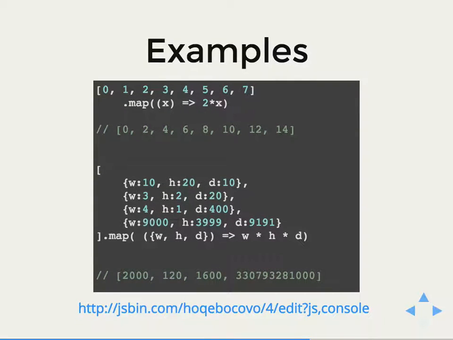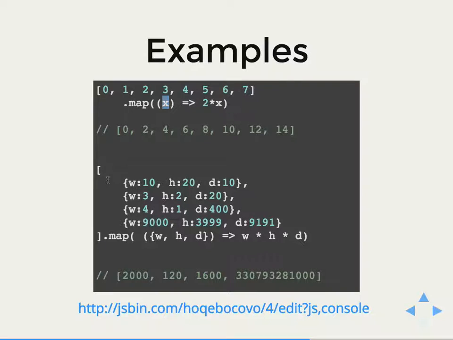Okay, so some examples. For the first one, we have an array 0 through 7, and we call .map on it. And we pass it, let me highlight code here. We're going to pass map this lambda function right here, which basically multiplies the current element by 2. So when map loops, it passes the current element of this array in this position right here. And then we just multiply it by 2. So we end up with a new array where all the items from the first array are multiplied by 2.